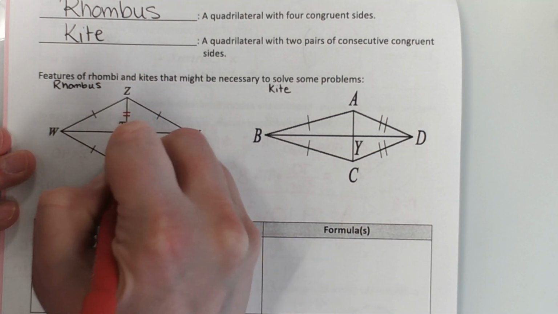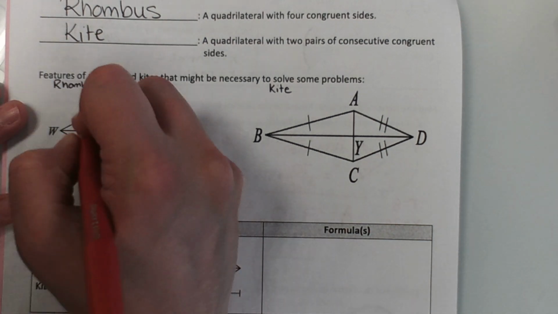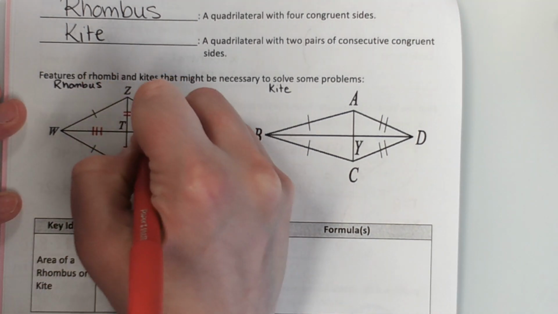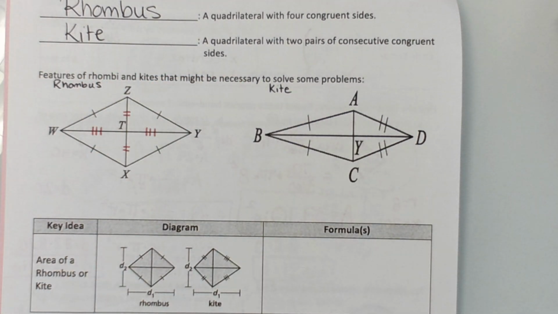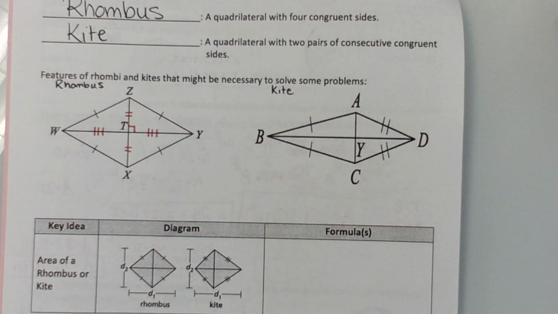Specifically, the 2 parts of the same diagonal are congruent. And that's true of both sets of diagonals within a rhombus. Furthermore, when it comes to a rhombus, the diagonals are perpendicular, meaning they create a right angle.